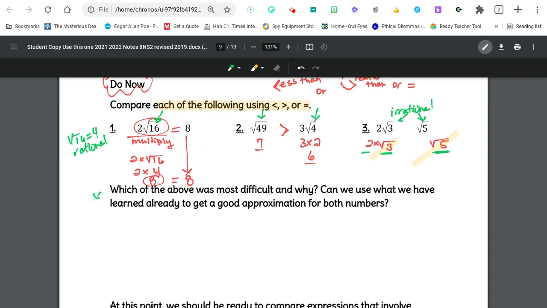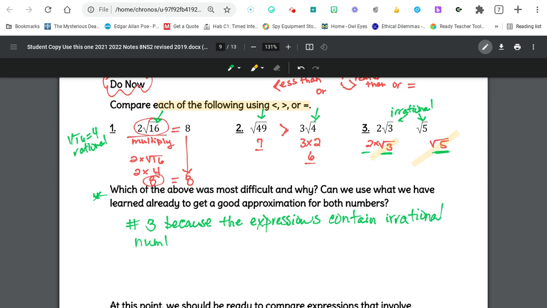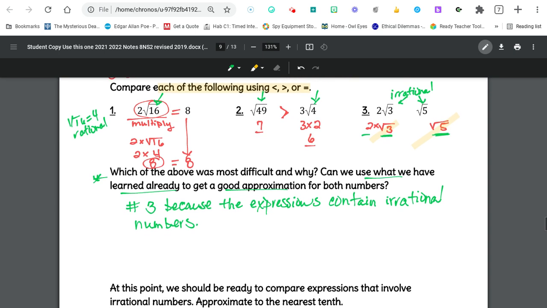It says, which of the above was most difficult and why? That would be number 3, because the expressions contain irrational numbers as opposed to rational. It says, can you use what we've already learned to get a good approximation for both numbers? Yeah, we sure can. We can approximate to the nearest 10 or 100.